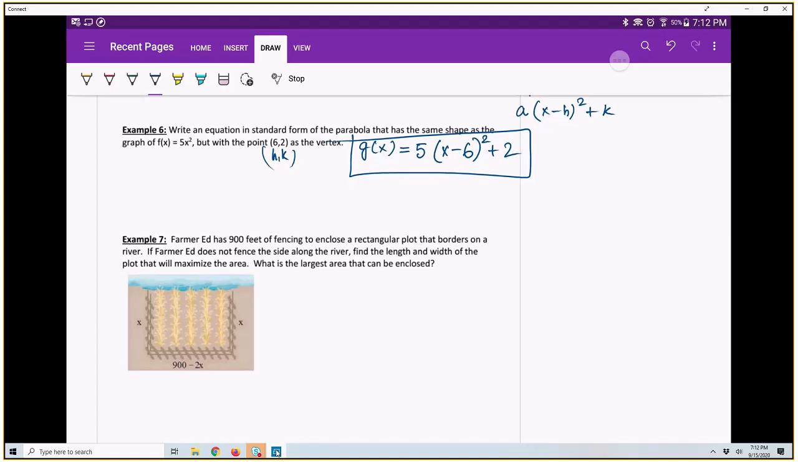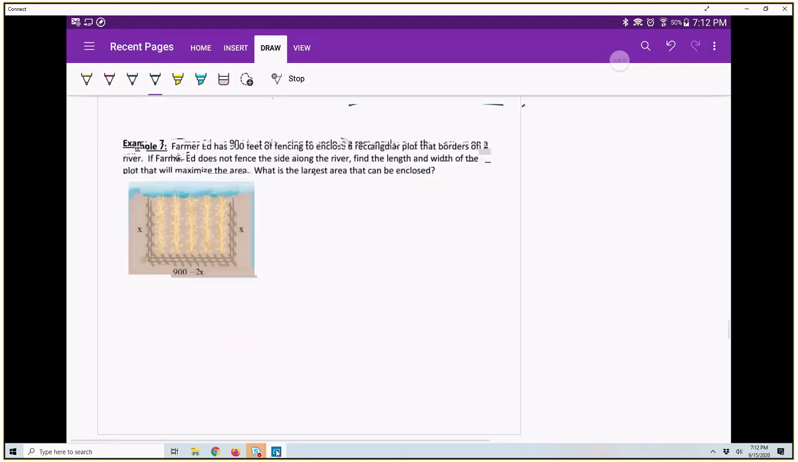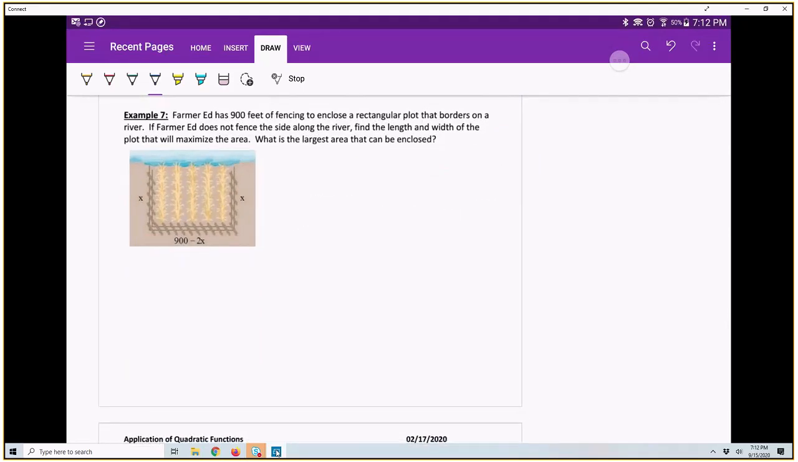Let's now use whatever we have learned so far in order to solve these application problems. Farmer Ed has 900 feet of fencing to enclose a rectangular plot that borders on a river. If Farmer Ed doesn't fence the side along the river, find the length and the width of the plot that will maximize the area. What is the largest area that can be enclosed?